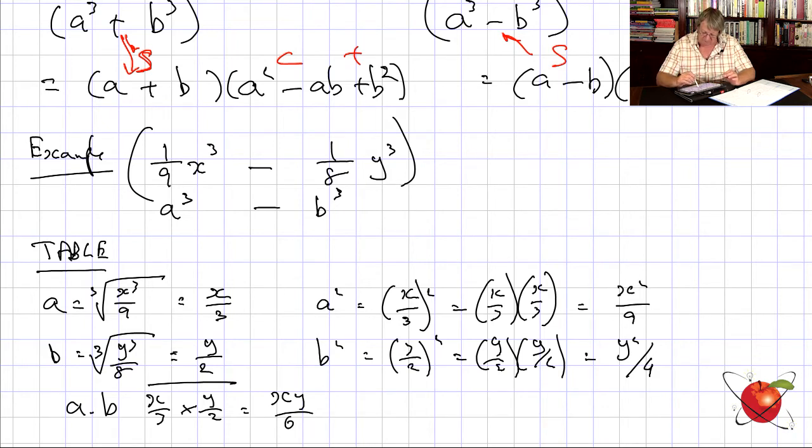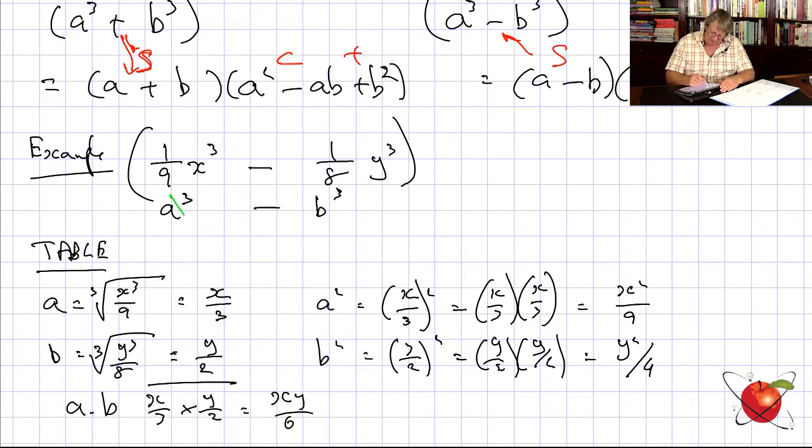All right, green. First of all, I recognize it's the difference of two cubes. I say, right, that is a cubed minus b cubed. I know that in my formula I'm going to need an a and a b, an a squared, an ab term, and a b squared term.